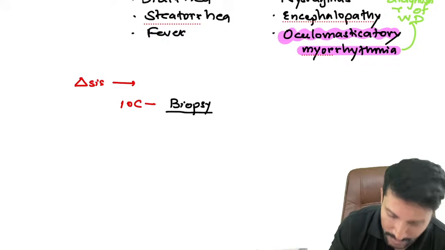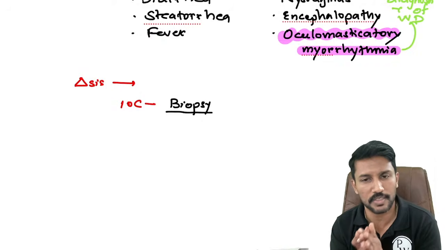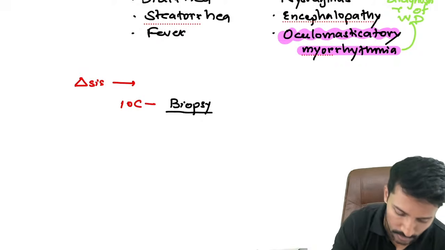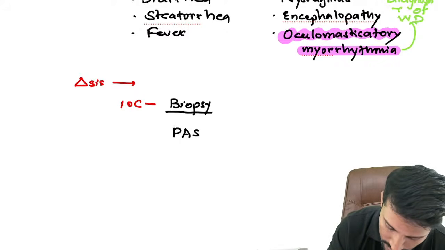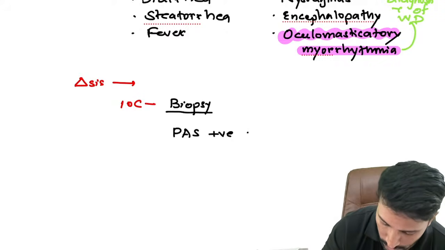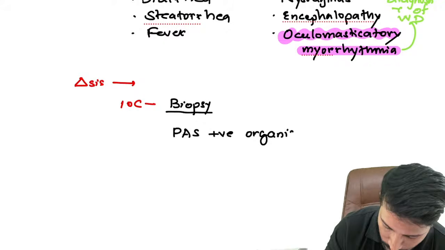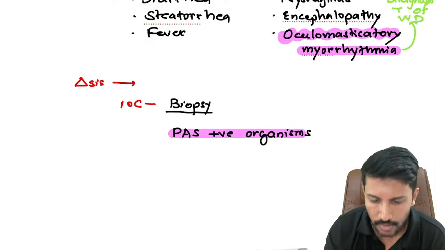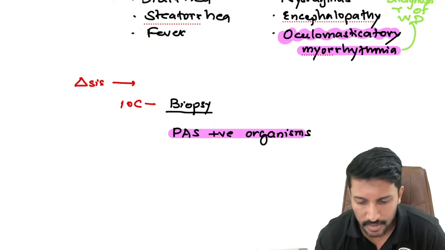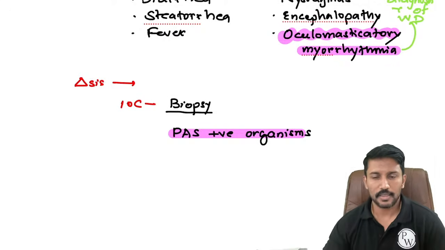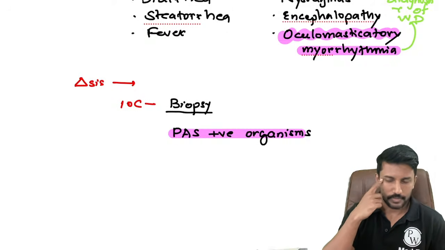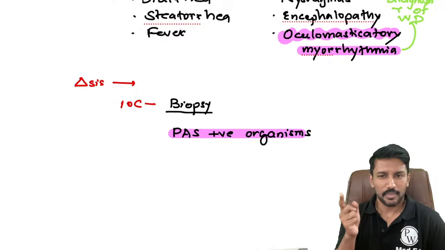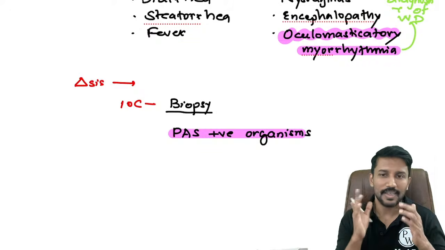Here also you will have the same findings that we mentioned in celiac disease: crypt hyperplasia, villus atrophy, lymphocytic infiltration. In addition to that, we will have PAS positive organisms identified, right? This is the thing that you need to mention. So what is oculomasticatory myorrhythmia, what does it mean? Oculo means eyeball, masticatory means mastication, right? Act of chewing. Rhythmia, arrhythmia, means a rhythm forms between the two.